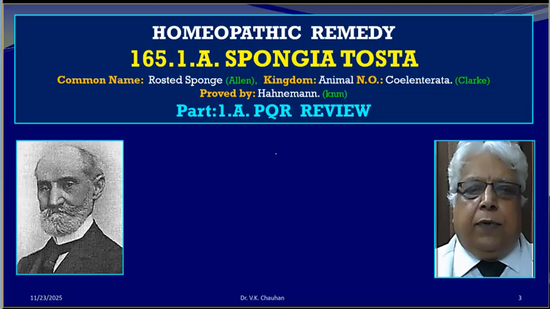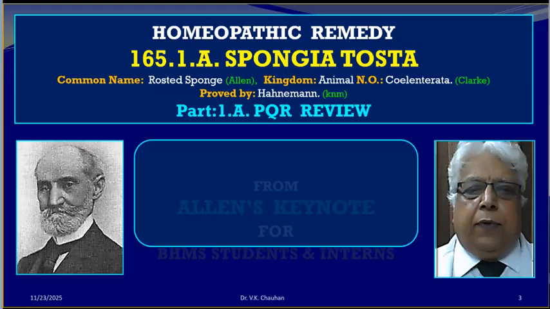So here we are dealing with the homeopathic remedy Spongia tosta. Please remember, its common name is roasted sponge and it belongs to the animal kingdom, and its natural order, or you can say family, is Coelenterata. The remedy was proved by Dr. Honeyman. Here comes part 1A, PQR review.